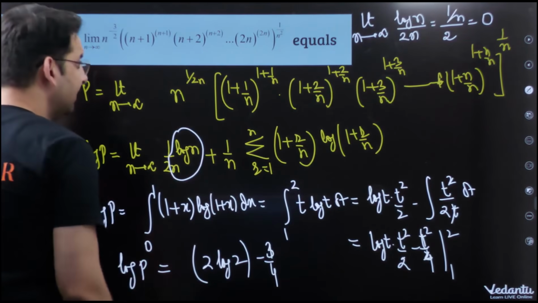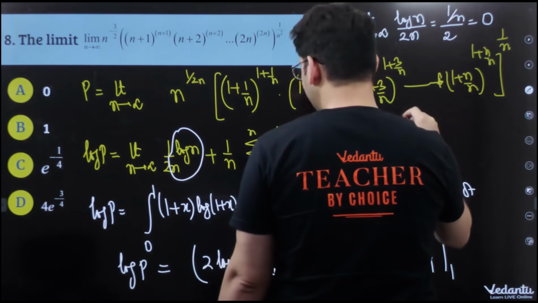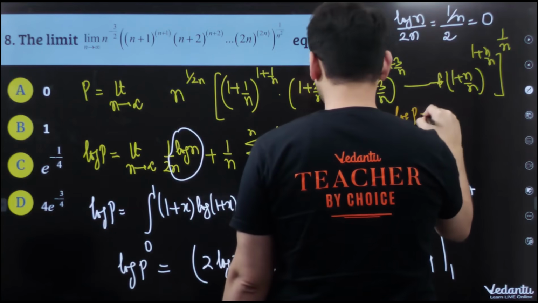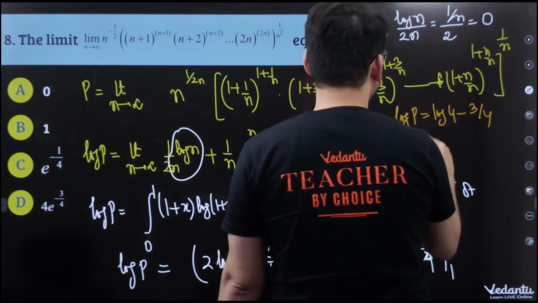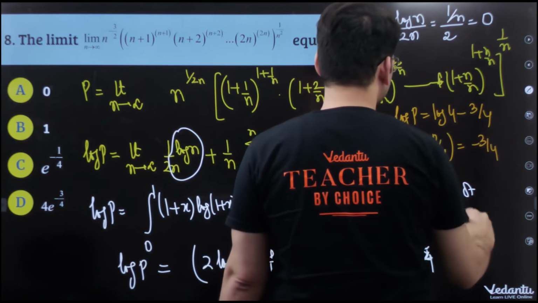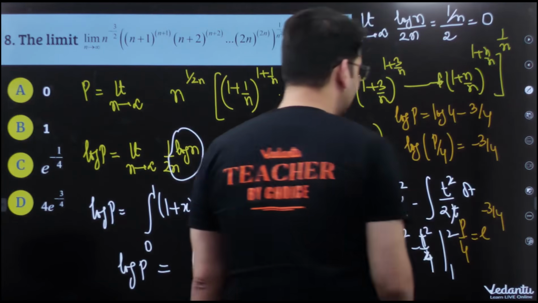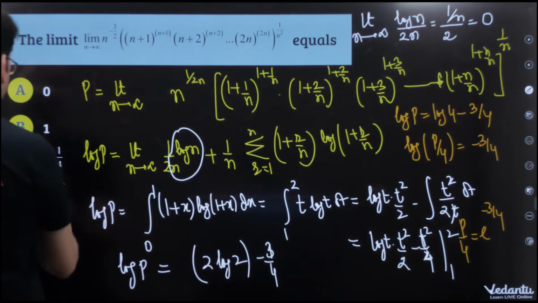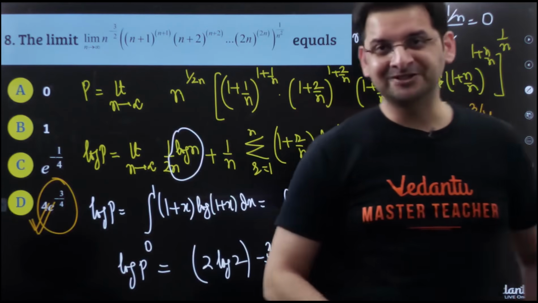Log p. So clearly, now the answer is visible from here. So we have log p is equal to log 4 minus 3 by 4. So can I say log of p by 4 is equal to minus 3 by 4? So p by 4 is equal to e to the power minus 3 by 4 and p is equal to 4 e to the power minus 3 by 4, which is option D. So option D is the clear answer to this.